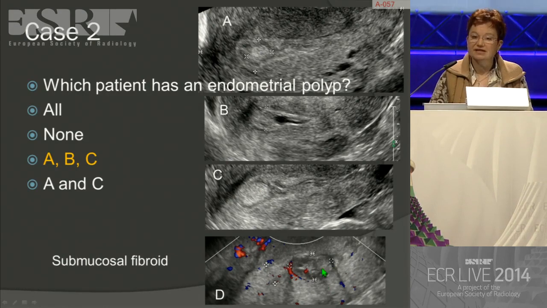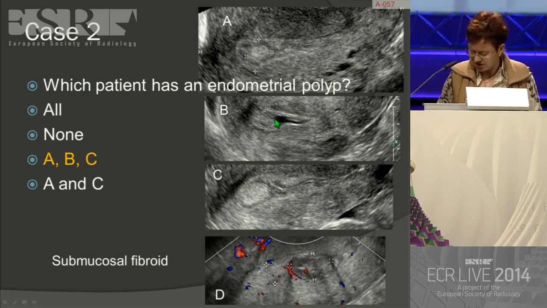Now in patient B, that's the tricky one. You see the fluid that hints to you that there is a localized thickening of the endometrium. Okay, this could be a potential adhesion, but this could also be a polyp. So if the patient is complaining about hemorrhagia, she needs to undergo a hysteroscopic examination and removal of the polyp.